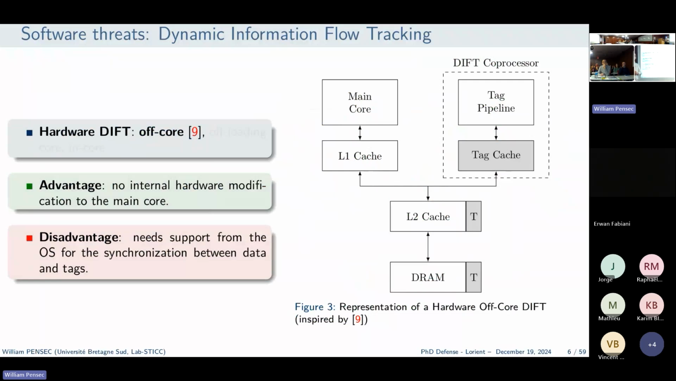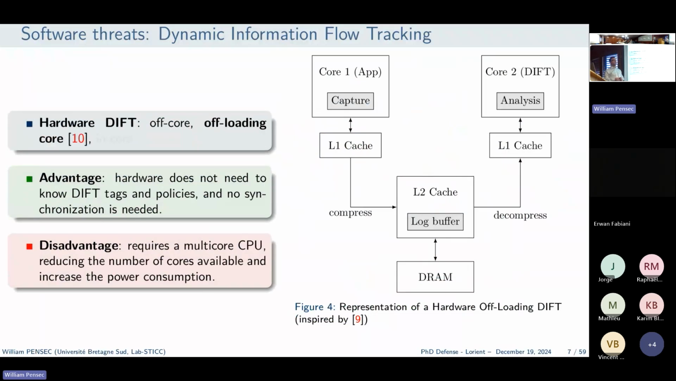For hardware DIFT implementation, there are three main approaches. The first one is the off-core approach. You have one core dedicated to the execution of the application, and in parallel, you have a DIFT coprocessor that will compute all DIFT operations. The main advantage of this approach is that it requires no internal hardware modifications to the main core. But on the other hand, it needs support from the OS for the synchronization between the tag and the data.